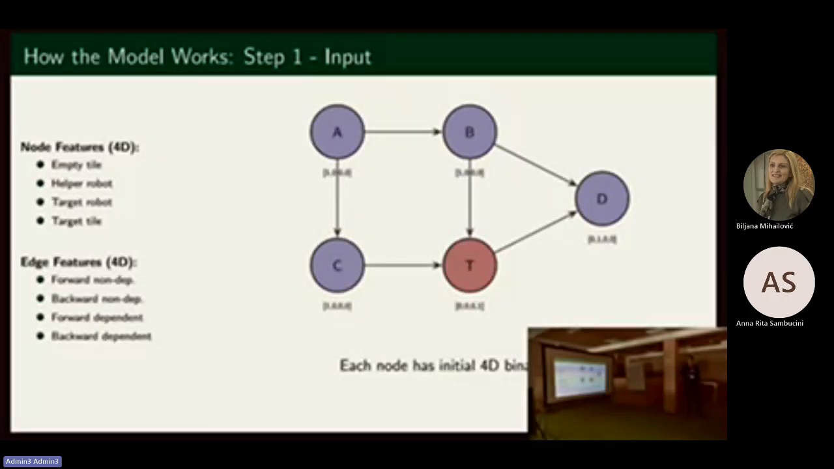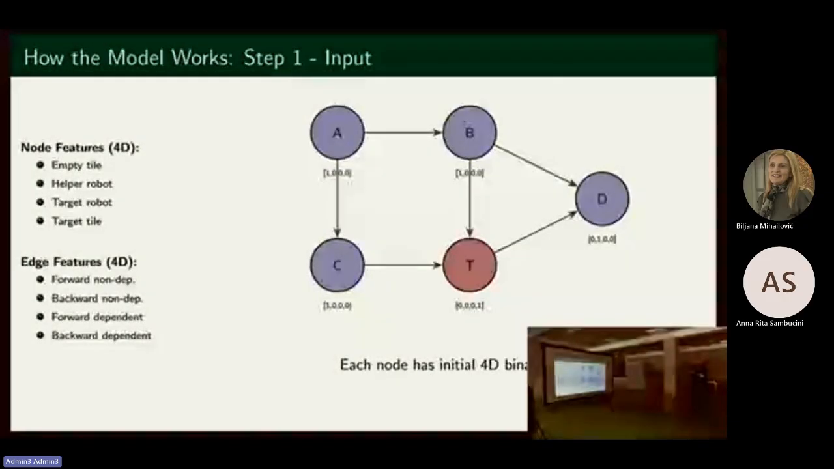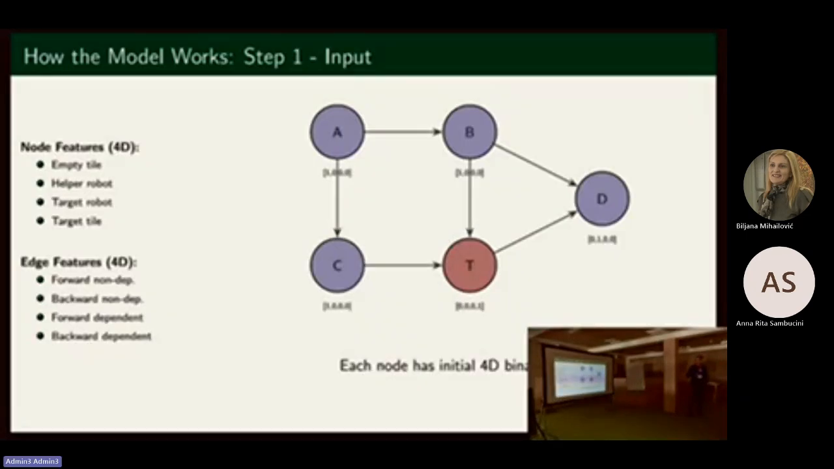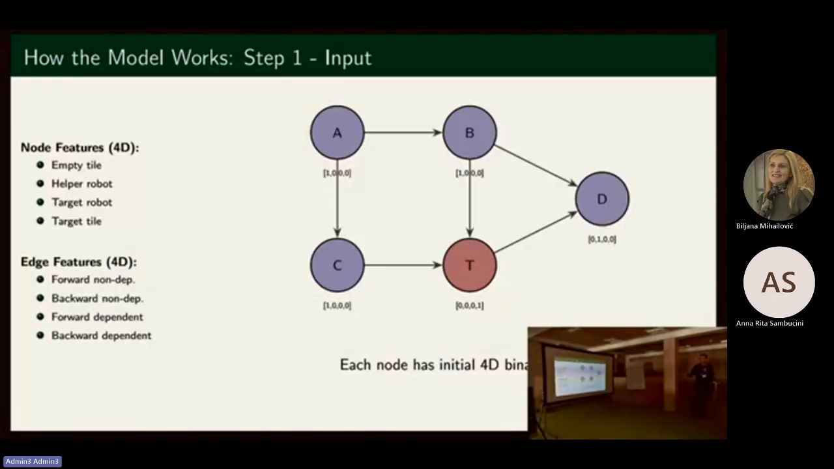Each node has 4 features assigned to it. So it's a vector. For nodes, it's just signaling whether the tile is empty, if there is a helper robot, a target robot, or if it's the goal, the target tile. And we also assign these features to edges, but they tell us whether the edge is dependent or not, and the direction of the edge. And this is the input for the model.